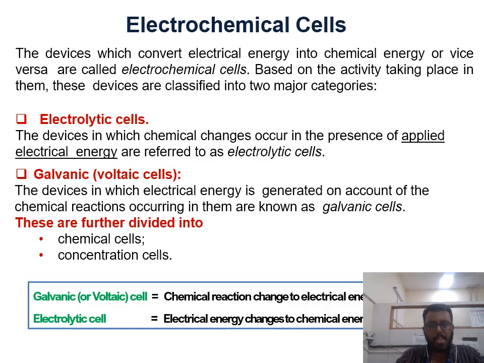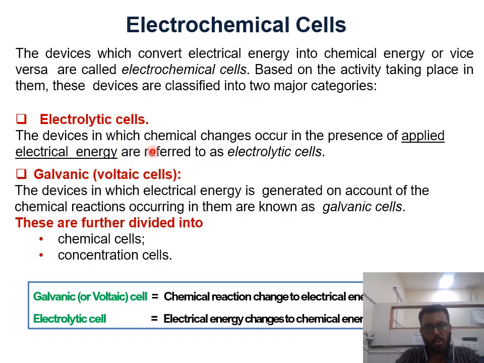So, the electrochemical cells. Now after the electrolyte, we move on to the electrochemical cells. These are devices which convert electrical energy into chemical energy, or vice versa. Based on the activity taking place in them, you can categorize them into two major categories: one is the electrolytic cell and the other one is the galvanic cell. We should understand the basic difference between these two.